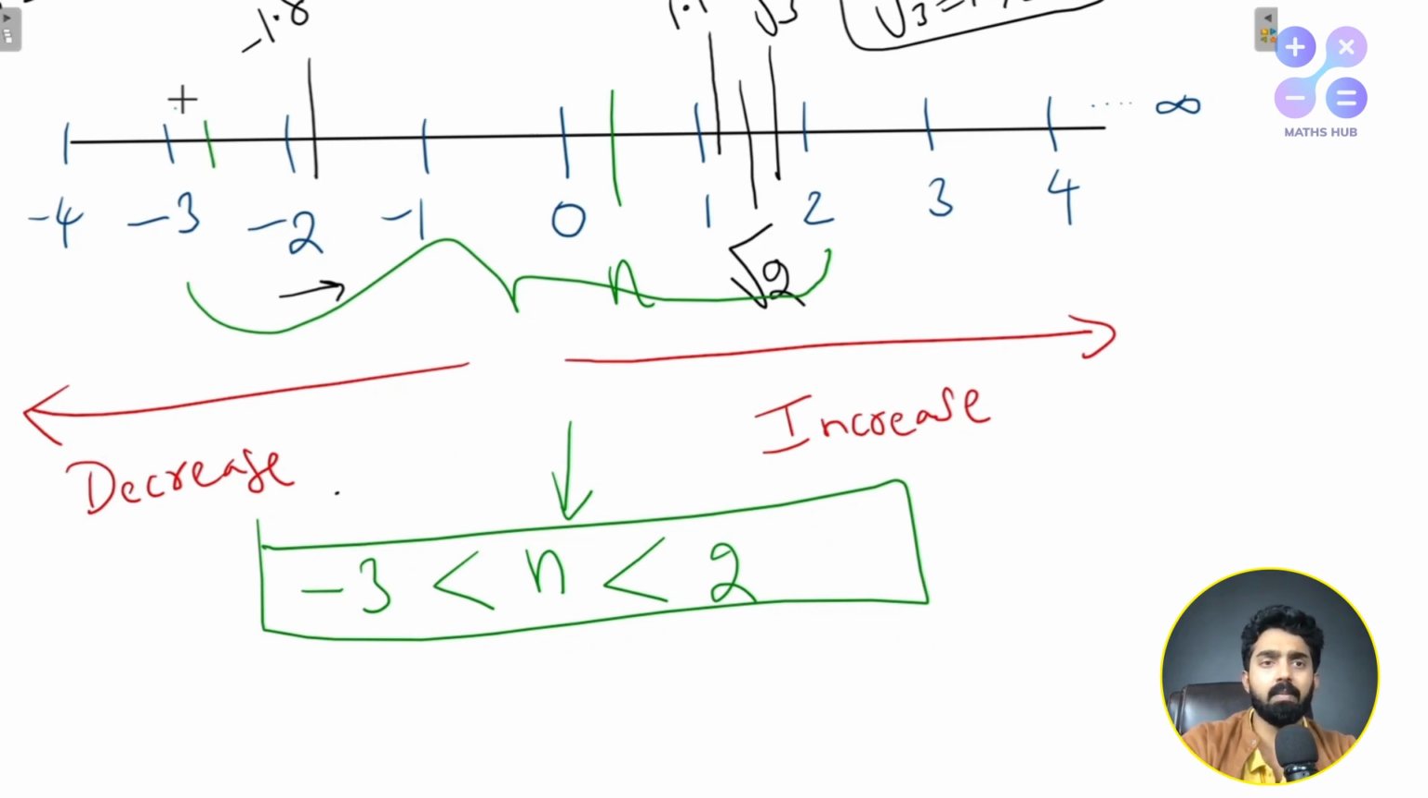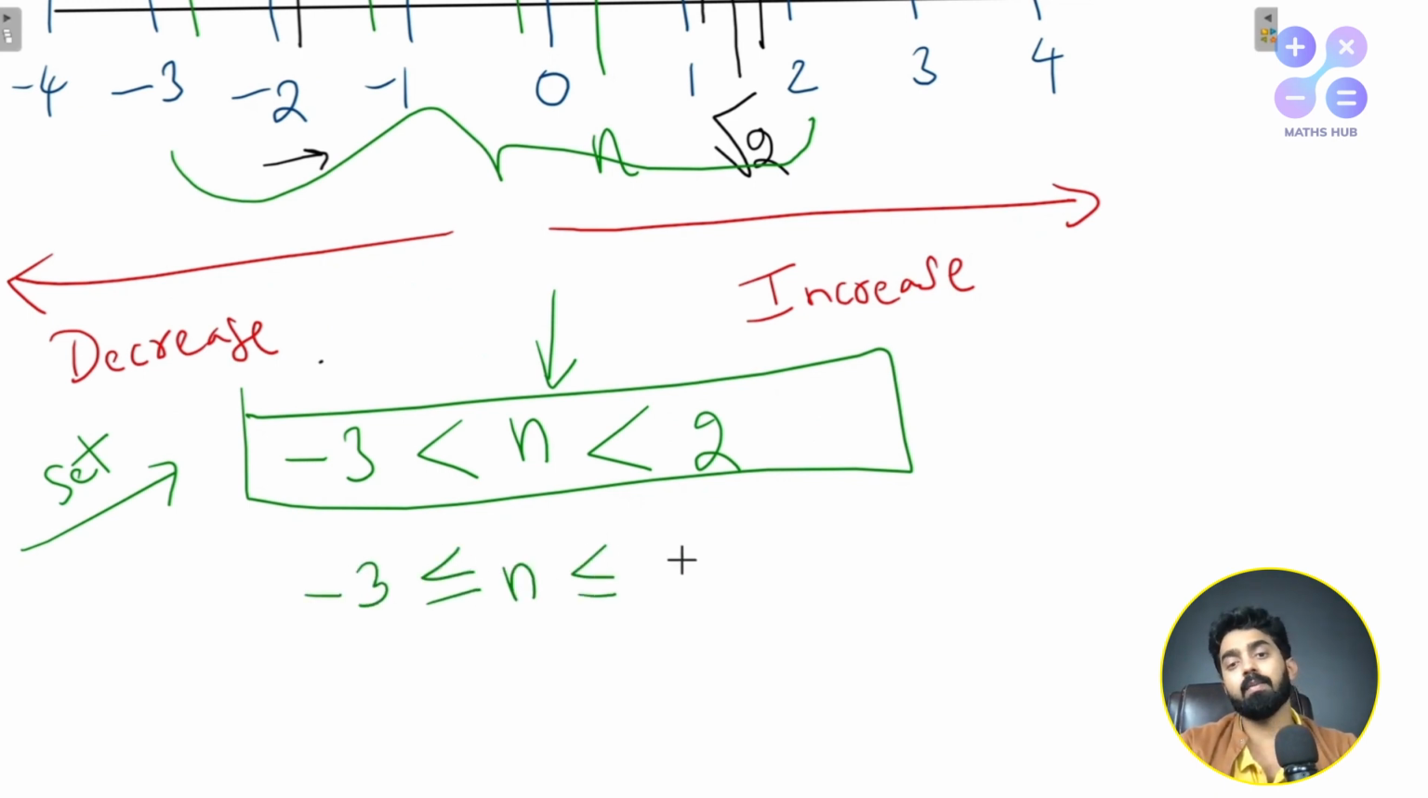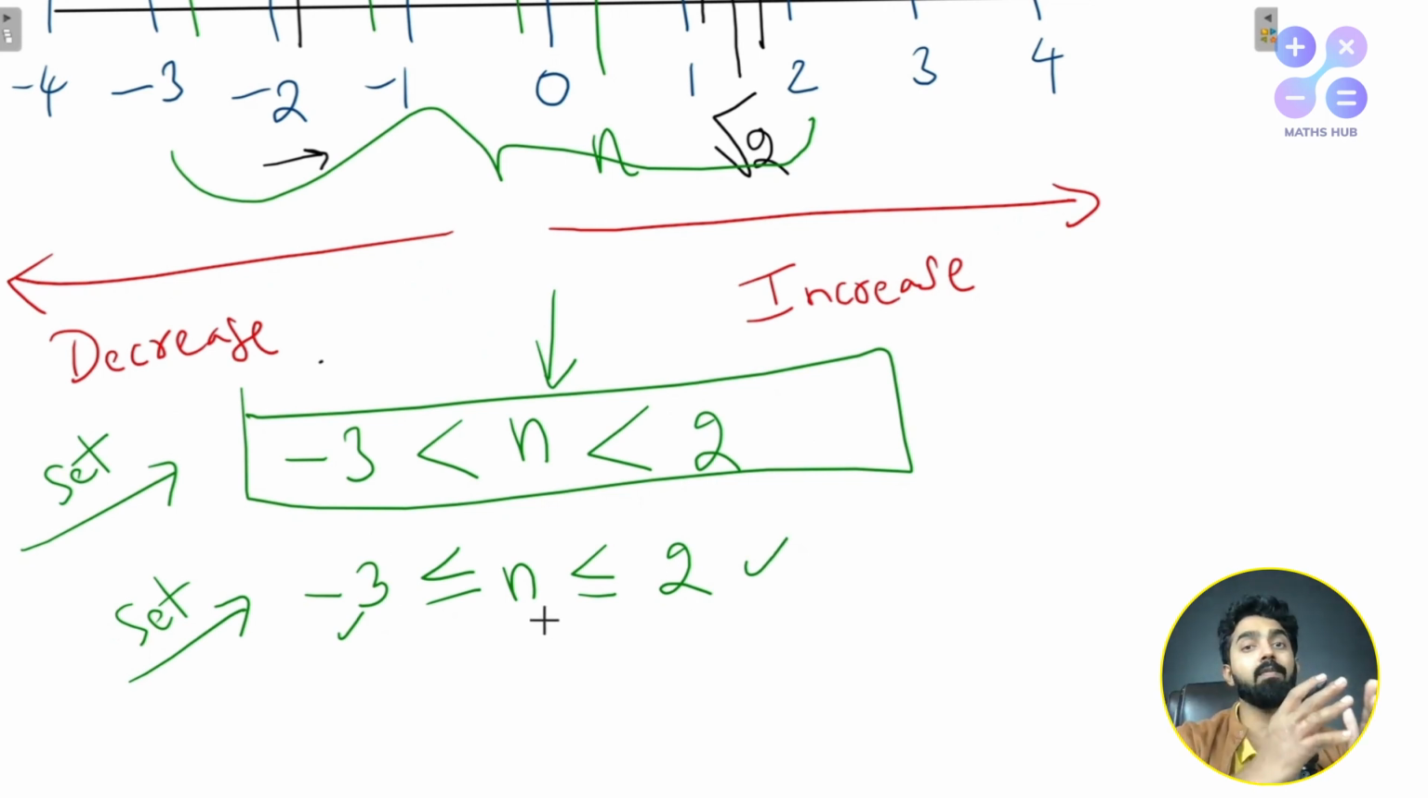It could be minus 2.8, it could be minus 1.3, it could be minus 0.2, it could be any of these numbers. This is also representing a set. You're talking about a set of numbers which lie between minus 3 and 2, but they are not equal to minus 3 or 2. If you want to include them, you would represent it as minus 3 less than or equal to n and less than or equal to 2. This is a different set, right? This set includes the numbers minus 3 and 2 as well, and n could be anywhere between minus 3 and 2, including minus 3 and 2.